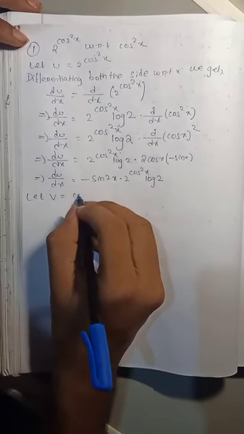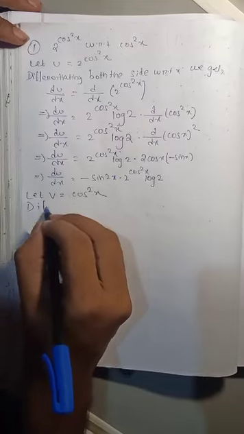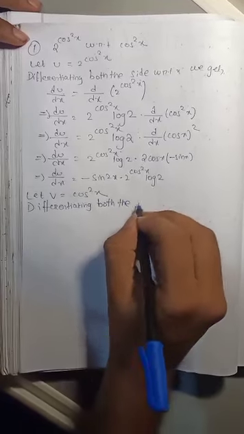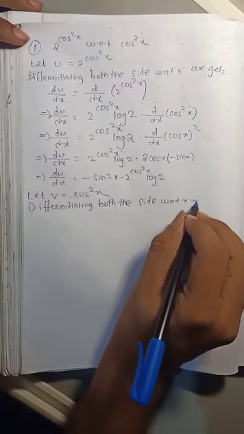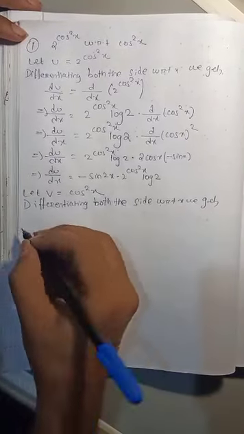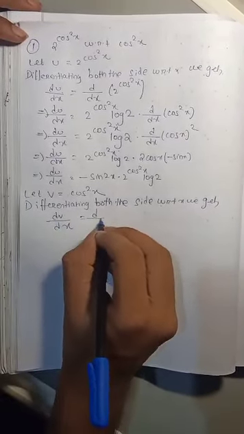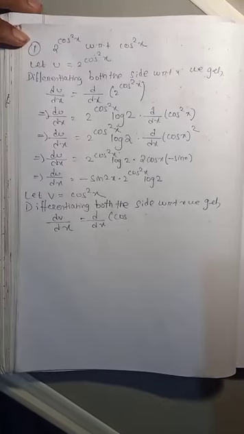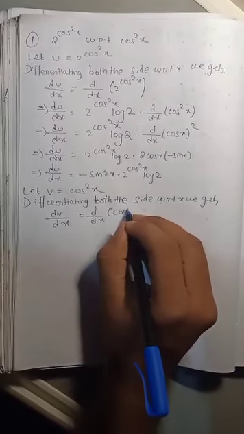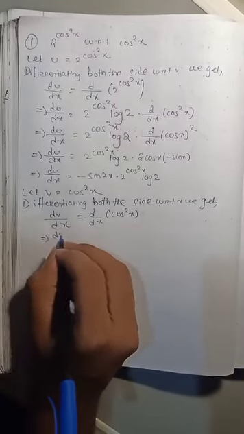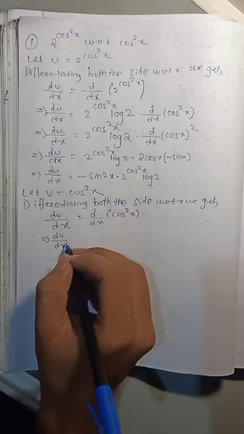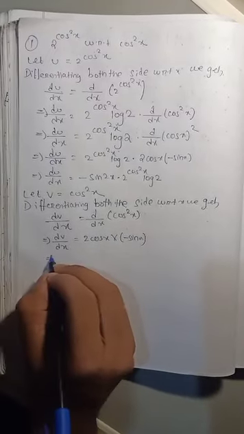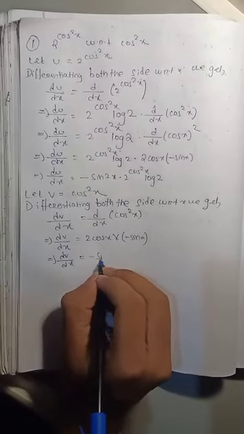Now let v is equal to cos square x. Differentiating both the sides with respect to x, we get dv by dx is equal to d by dx of cos square x, so dv by dx is equal to 2 cos x, and the derivative of cos x is minus sin x. So dv by dx is equal to minus sin 2x.